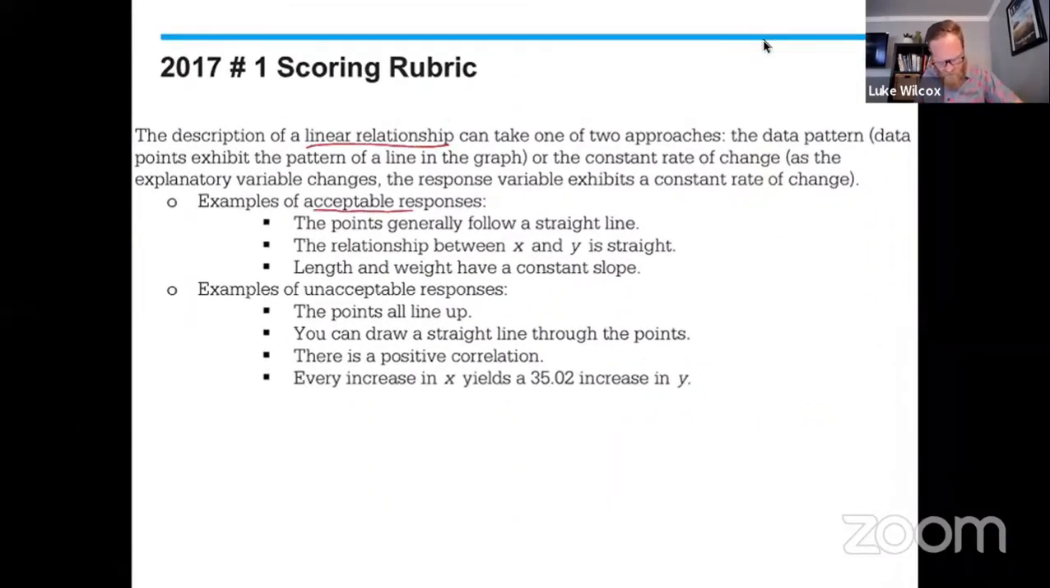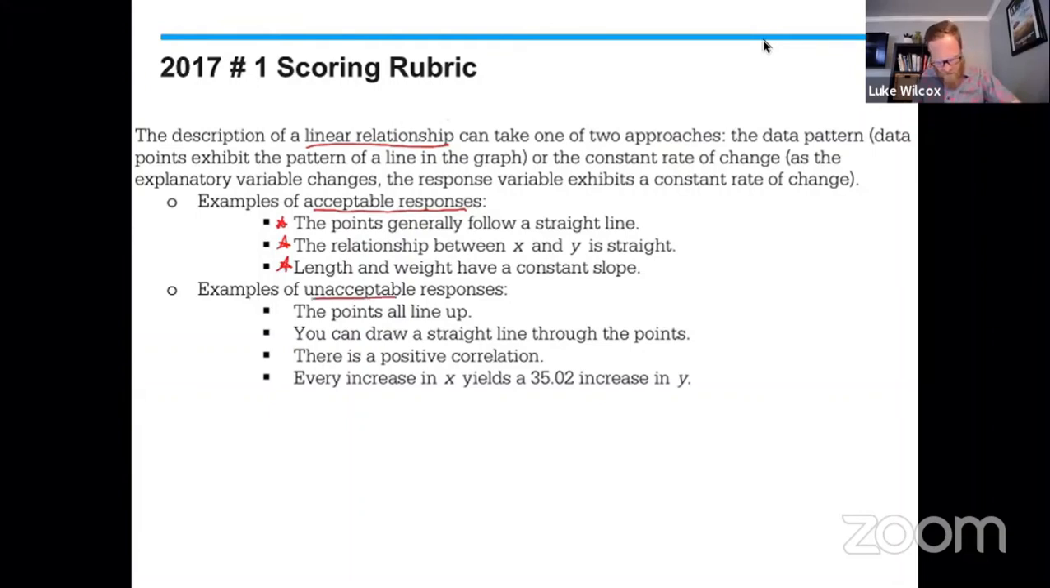Here are the examples of acceptable responses. The points generally follow a straight line, which is fairly close to what we wrote. The relationship between x and y is straight, or length and weight have a constant slope. And we did reference the constant slope in our answer.